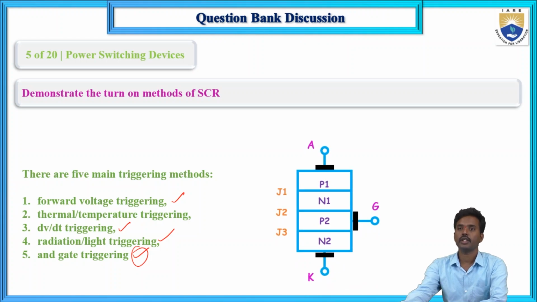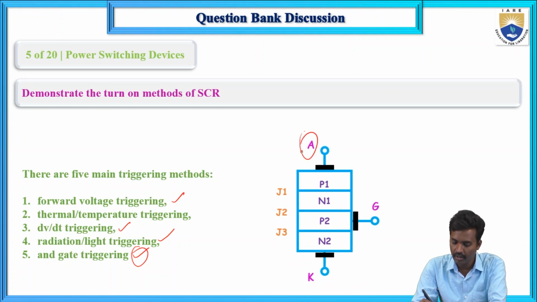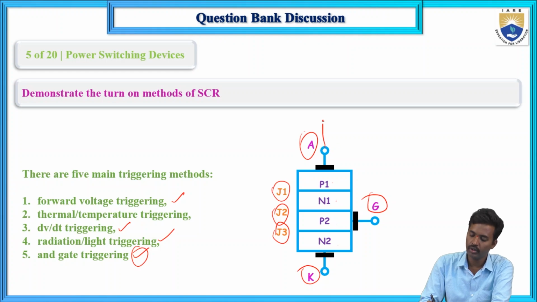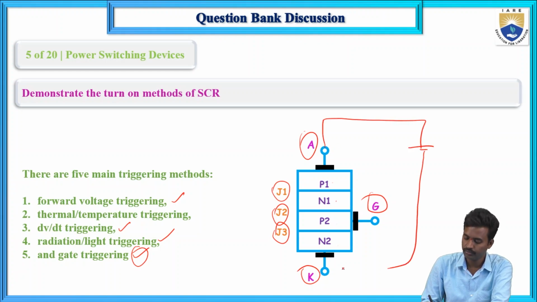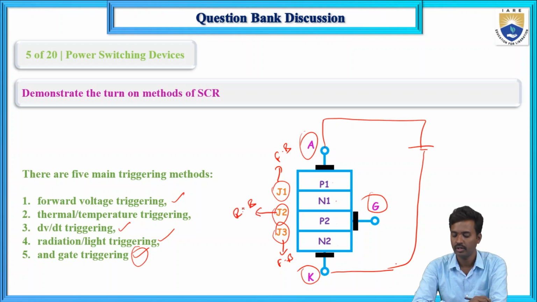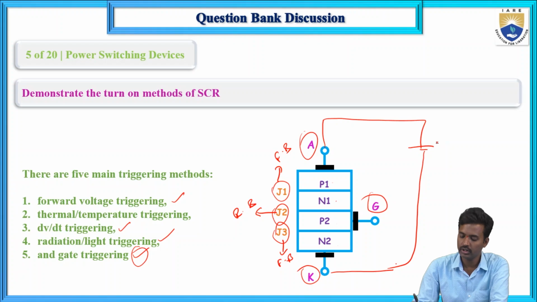This is the structure of SCR: anode, cathode and gate. J1, J2, J3 junctions, P1, P2, P3, P4. When the anode is positive with respect to the cathode, J1 is in forward bias, J3 is in forward bias and J2 is in reverse bias. So this is VAK. Now, breakover voltage, VBO is greater than VAK.